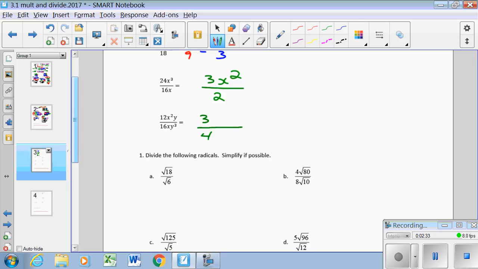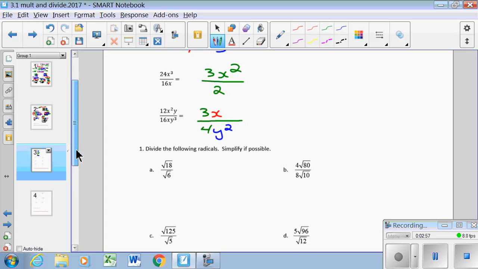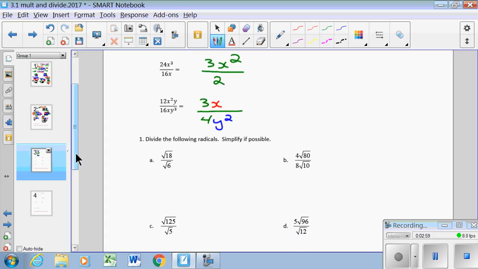X squared divided by x. There's an x on the top, right? Because there's 2 on the top and 1 on the bottom. 2 minus 1 means there's an x on the top. Look at the y values, y cubed in the bottom, only y on top. When I simplify this expression, I have y squared left in the bottom. There's 3 y's in the bottom, 1 y in the top. Divide them, cancel them out. Our answer then is 3x over 4y squared. Numbers with numbers, letters with letters.